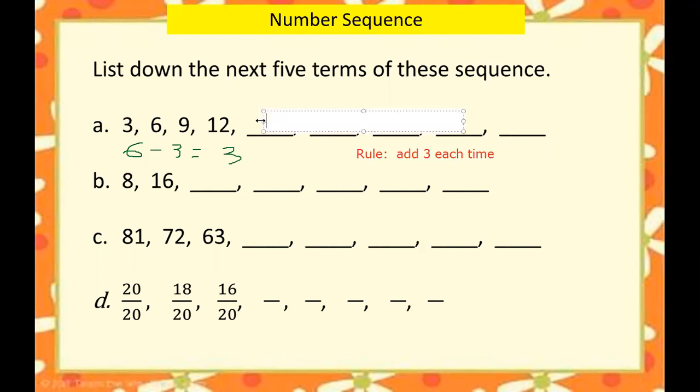So when we add 3 each time, after 12 it will be 15, 18, again plus 3 is 21, plus 3 is 24, and the last number will be 27. Simple as that. Now we have completed our sequence, because they were asking for the next five terms, so we add 5 terms after the 12. Again, I will repeat: check the first and second terms to find the rule. If you still cannot find the rule, you can go to the third term also to check.